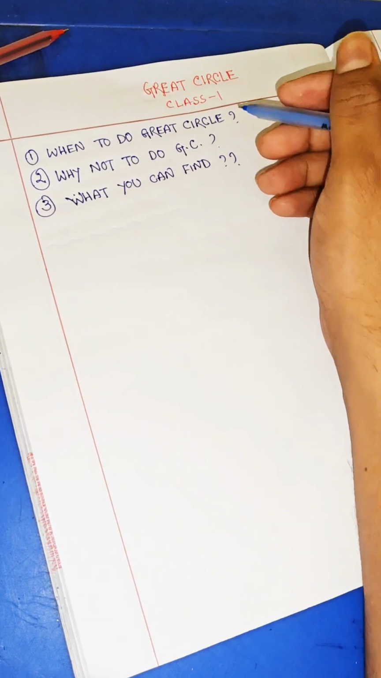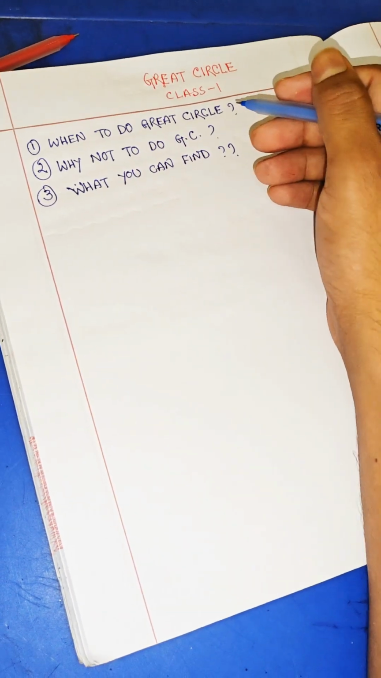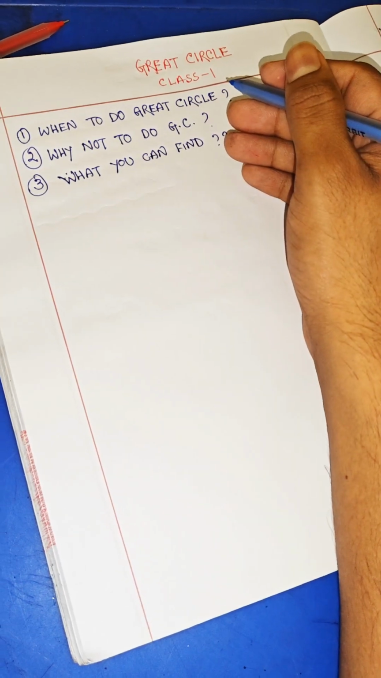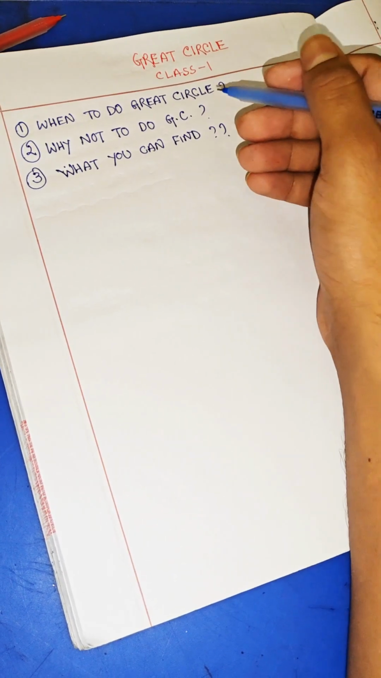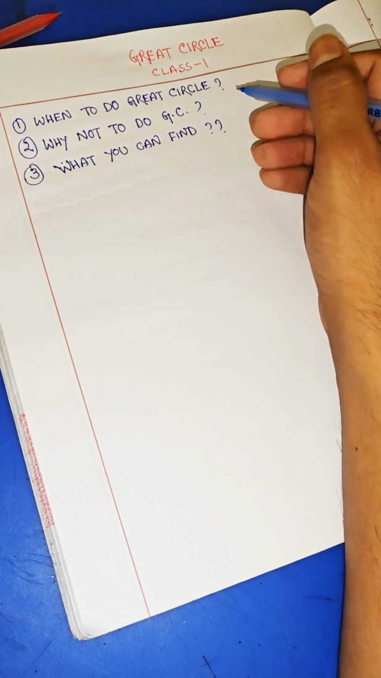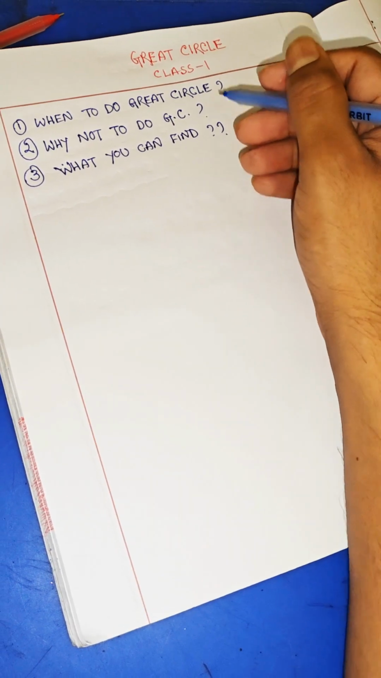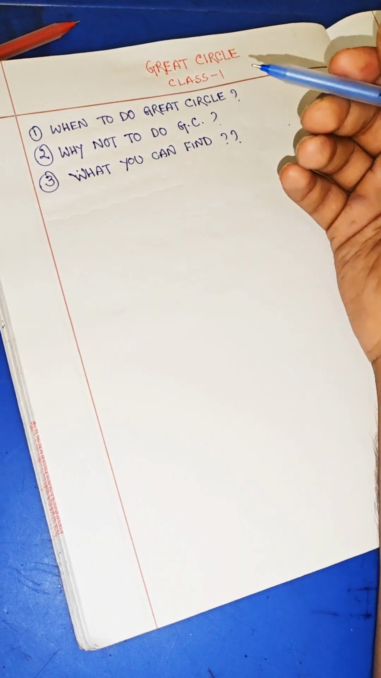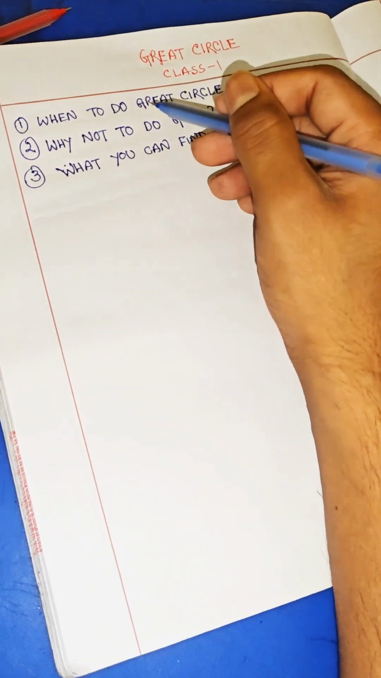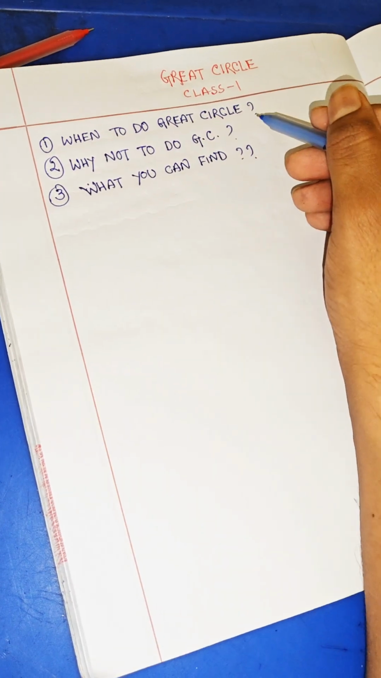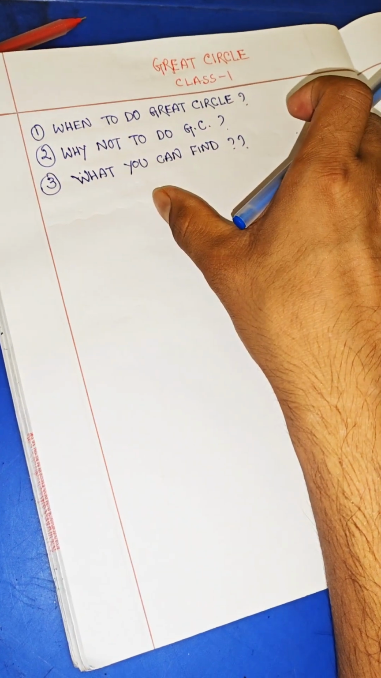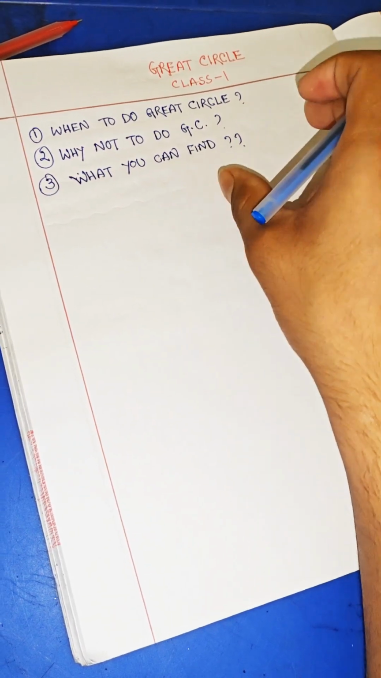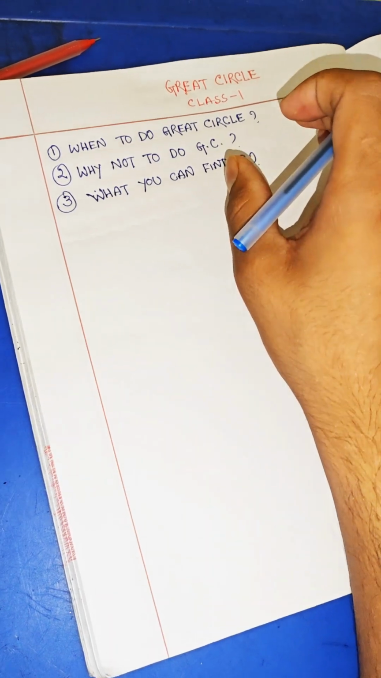Viewers, today our topic is the great circle, and this one you can find for class 3 written exam, also in class 2 and class 1 written exam in the navigation subject. You have to know this one and some related things, like when you can do the great circle sailing: for east-west long distance, for higher latitude, for long distance ocean passage.